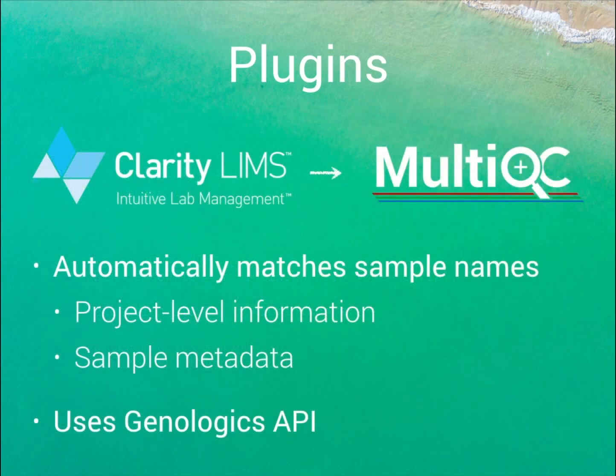An example of some plugins that have been written, this is one we've just recently released, which talks to the Clarity LIMS system by Genealogics, now owned by Illumina. One of the things that this plugin does is it takes the sample names that MultiQC has found in your data, and it searches the LIMS database for these. If it finds matches, then it can pull back project level information to put into the header of the report, and also sample metadata such as values from the laboratory. And it uses the Genealogics API to retrieve this information. It requires a small amount of configuration just to tell the plugin how your LIMS is set up, but hopefully is pretty easy to use. So if that's of any interest to anyone, we'd love some testers.